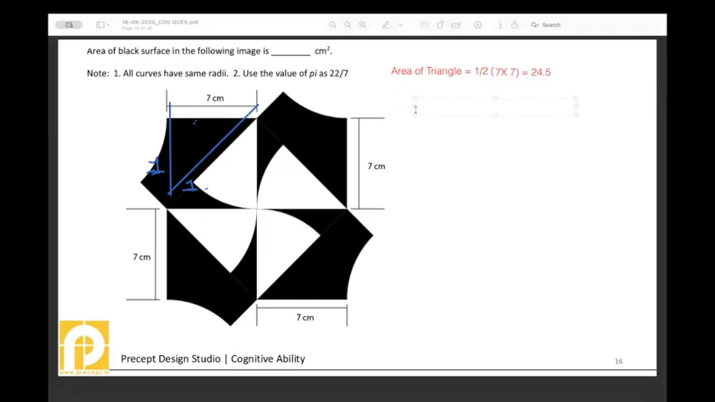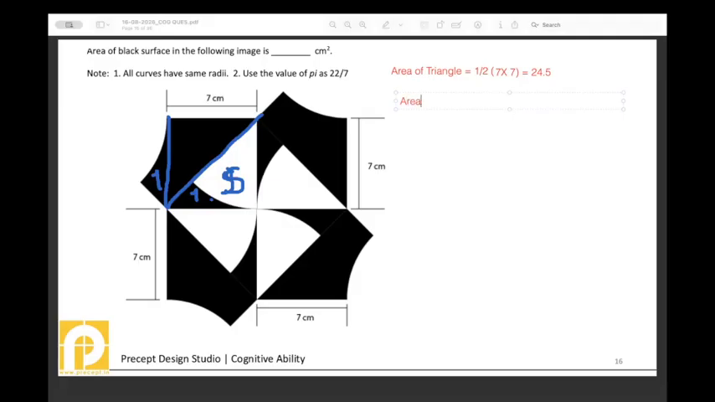Now I have already found the area of the triangle. Now I am interested in finding the area of the shape 1 that is given here. This is shape 1, and this is shape 1. I'll now find the area of the white sector. Why will this white sector be required? Because when I subtract the area of the sector from the area of the triangle, I'll get the area of shape 1. That's why I need it.